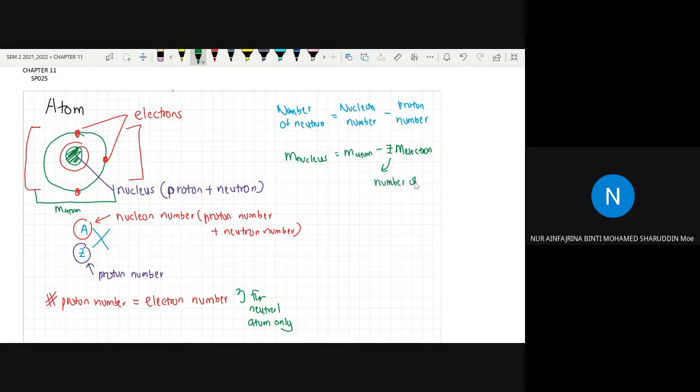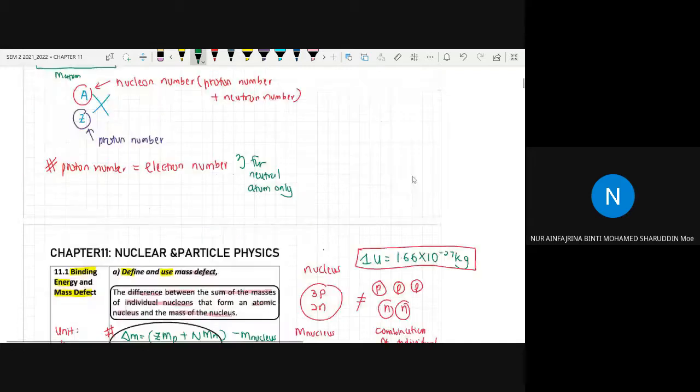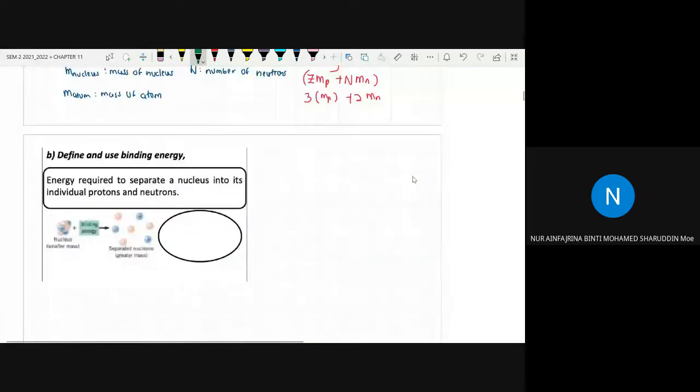Tambah sikit nota ni boleh? Okay, this looks simple, but when you guys do the question, you guys will feel apa benda ni? It's always like that. Okay, done? Okay, only we proceed to the next learning outcome.